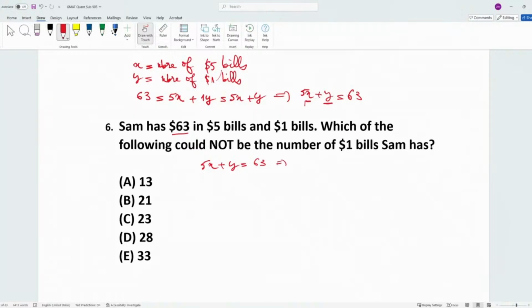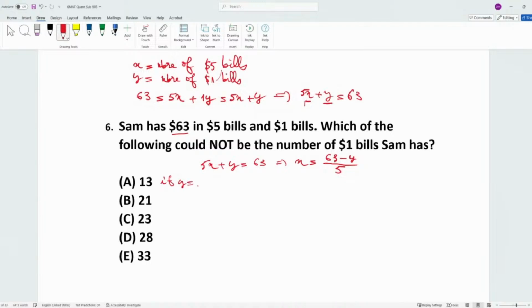Okay, so this can lead us to say that x is equal to (63 minus y) over 5. So in order for us to determine which of the answer choices cannot be the number of $1 bills, we have to determine which of the answer choices here, when we replace in this equation, gives us a decimal number. If it gives us a whole number, then it's a correct value of y. But if it gives us a decimal number, then we know that this cannot be the value of y.